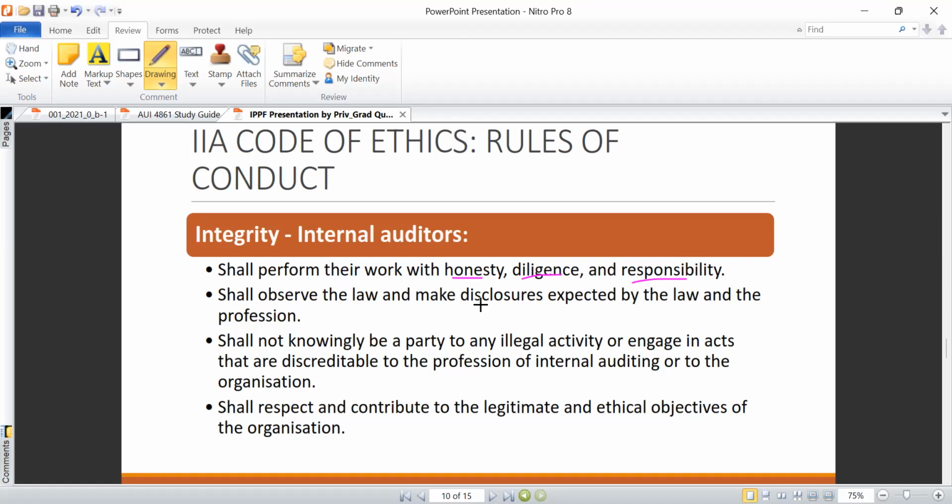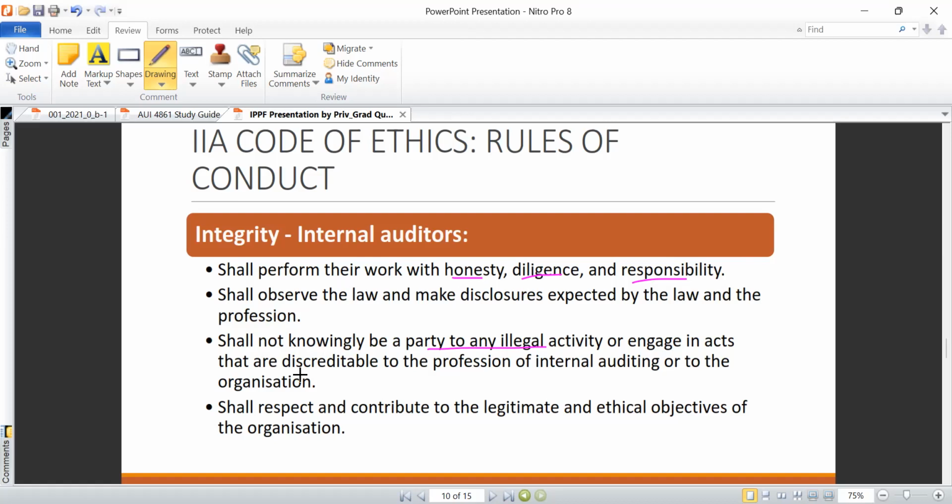They shall observe the law and make the necessary disclosures expected by the law as well as the profession of internal auditing. Now, when they're saying observe the law, it means you should refrain from engaging in anything that could be considered illegal activity. And that follows to the next, third rule of conduct, which says internal auditors shall not knowingly be a part of any illegal activity or engage in acts that are discreditable to the audit profession, in this case, internal auditing, or to the organization.